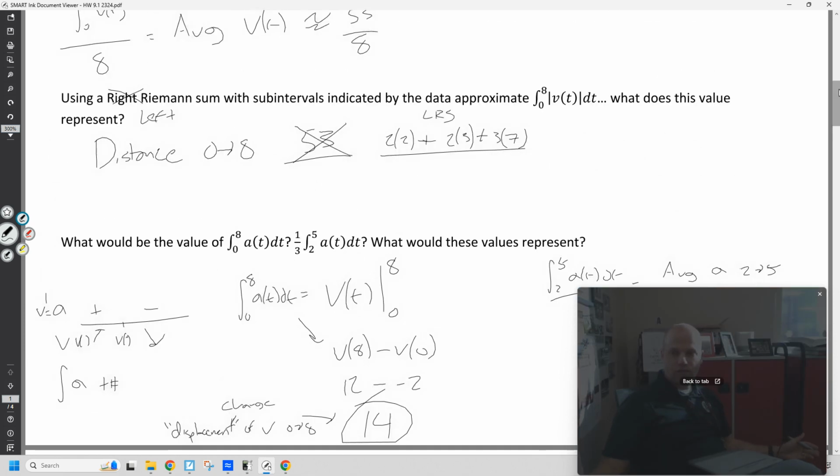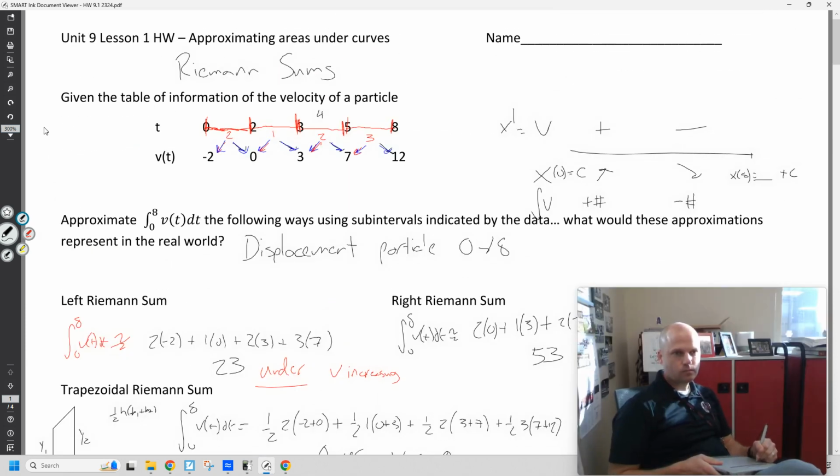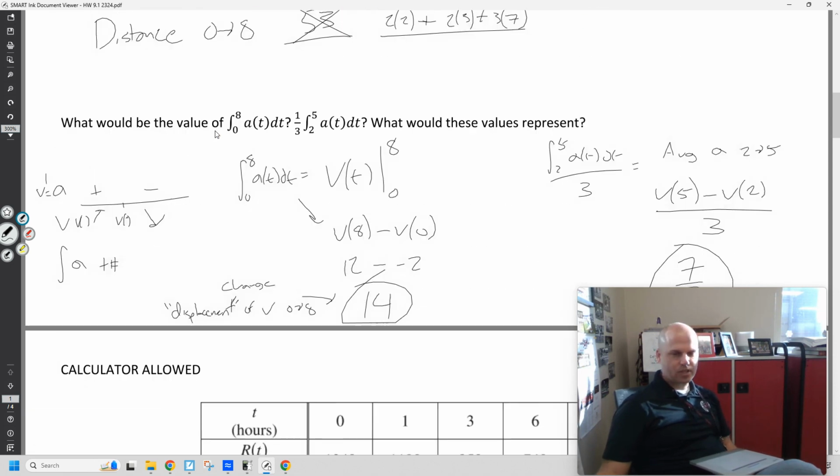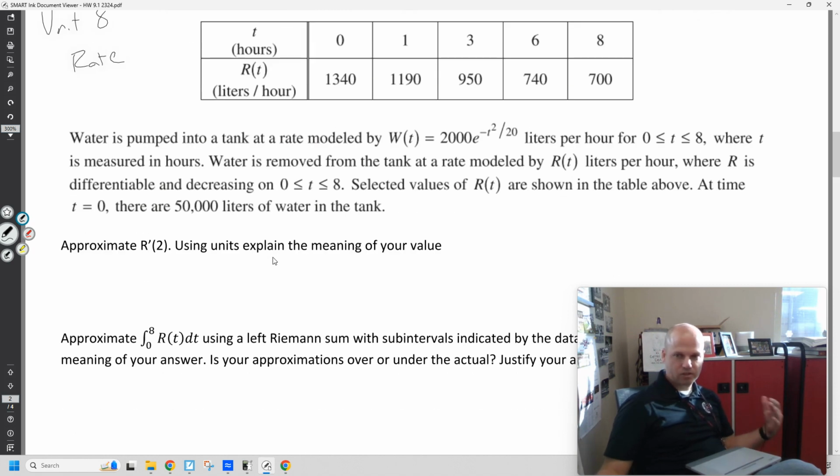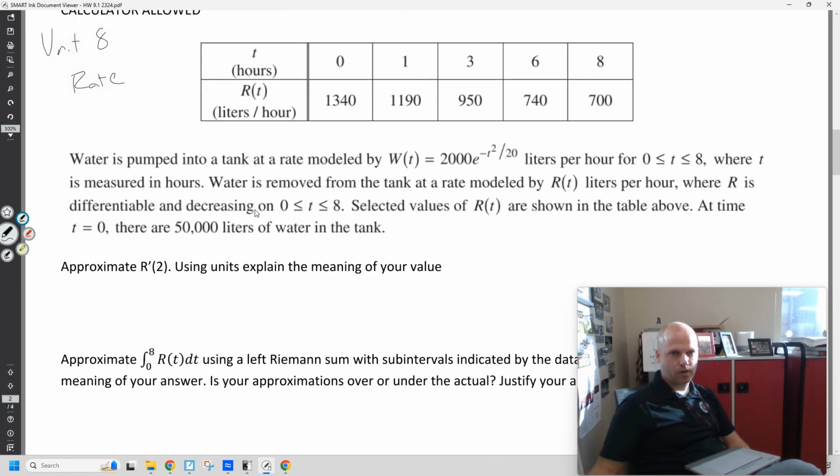And that's the average acceleration from 2 to 5. Okay, this is us reviewing Unit 7. Motion. Only we can't find exact positions, exact anythings. And now we come to this question, and this is like our Unit 8 rate problem, but I have a table of information. Now let's read the question, make sure we understand what's going on.